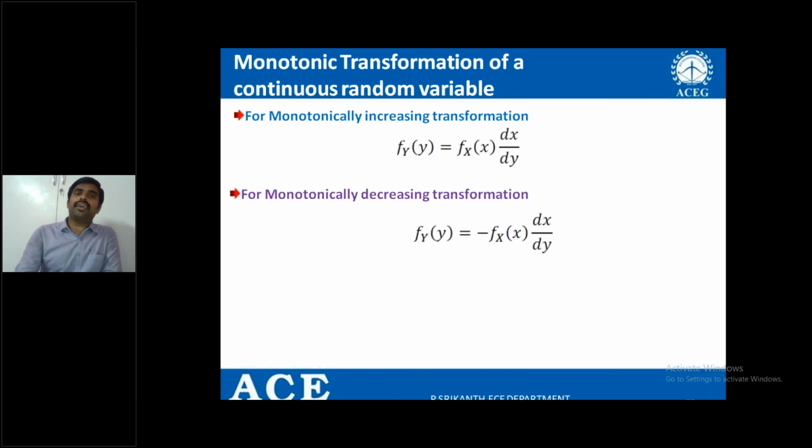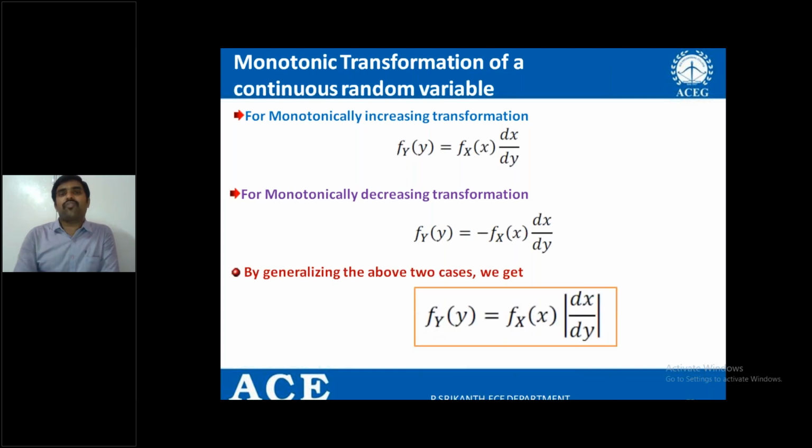Therefore, for the monotonic transformation, you can write generally here fy of y equal to fx of x into mod dx by dy. Why? Because for increasing transformation, fx of x into dx by dy. For decreasing transformation, minus fx of x into dx by dy. Therefore, the generalized expression can be taken like this: fy of y equal to fx of x into mod dx by dy. Based on the type of the transformation, the modulus value will be represented. Right? So this is about monotonic transformation of a continuous random variable.